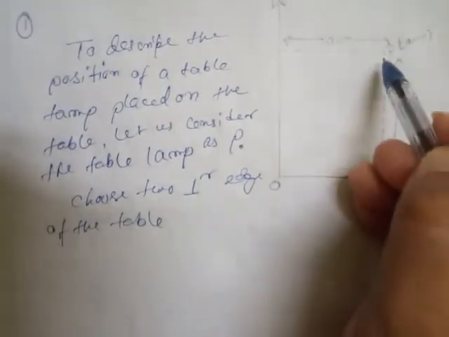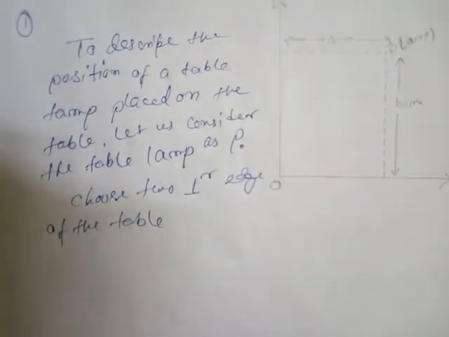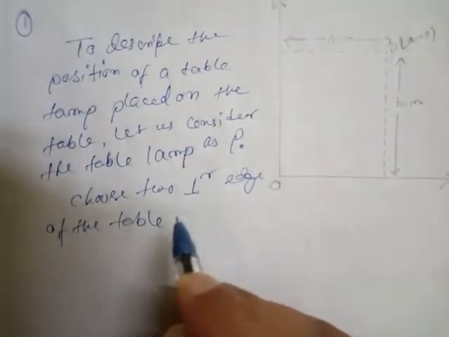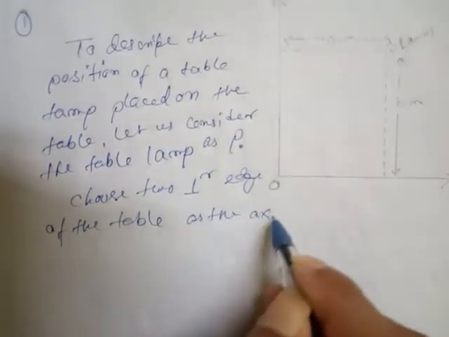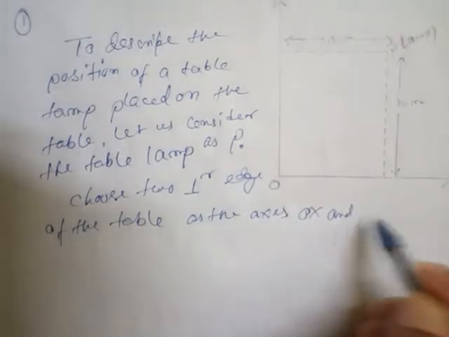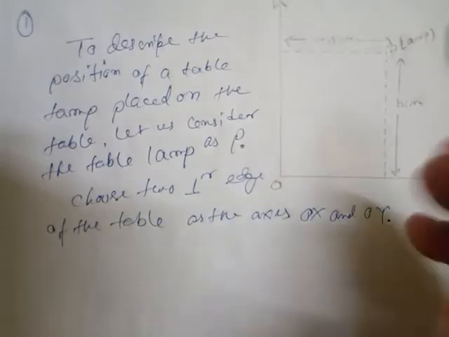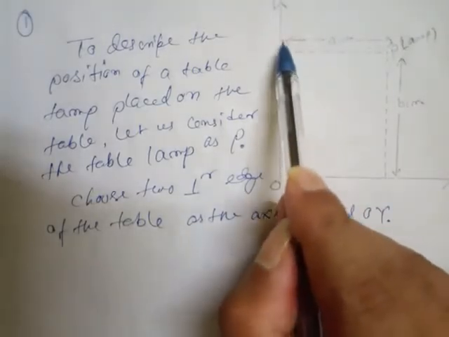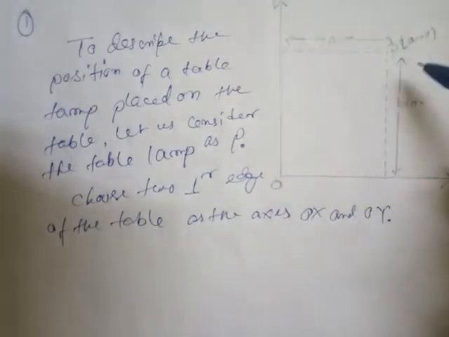Now look, from that point it is perpendicular and from that point it is perpendicular. So on the table, take the axes OX and OY. Now we'll have to measure from this point. We'll have to measure this position, what is the measurement, and from that point we'll have to measure with the scale.